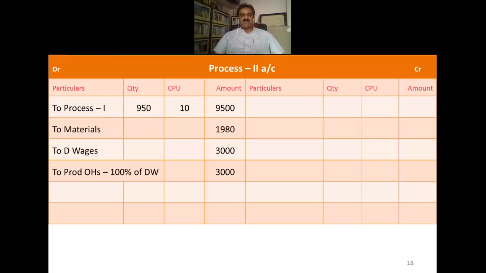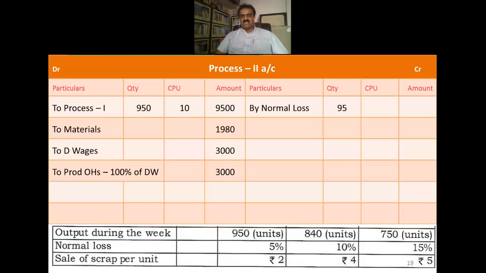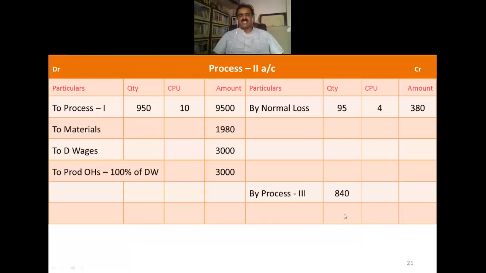Next we need to take any kind of normal loss. It is given that in the second process it is 10%. 10% on 950 units comes to 95 units, and those 95 units are sold at the rate of 4 rupees per unit. So the scrap value at 4 rupees per unit amounts to 380 rupees. After taking this normal loss, we need to take the output, and output was given as 840 units for the second process. Therefore these 840 units of output of the second process will be transferred to the third process.